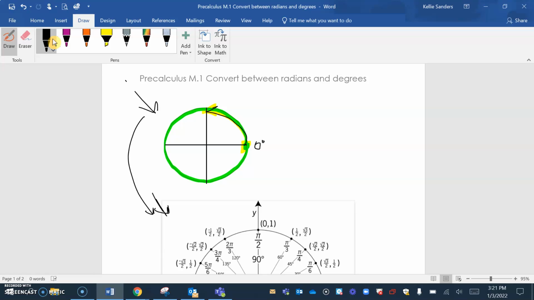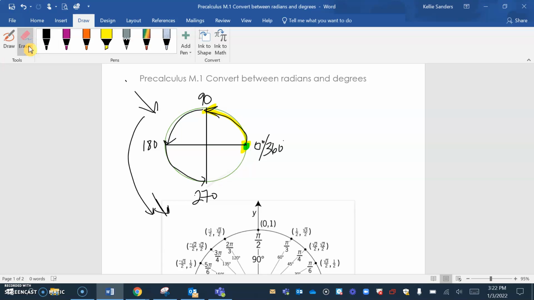But if you just go this much, how many degrees is that? 90. And then you go that much more, then you are at 180. You go that much more, you're at 270. And if you finish the circle, then you're going to be at 360. So 0 degrees and 360 degrees is at the same spot.